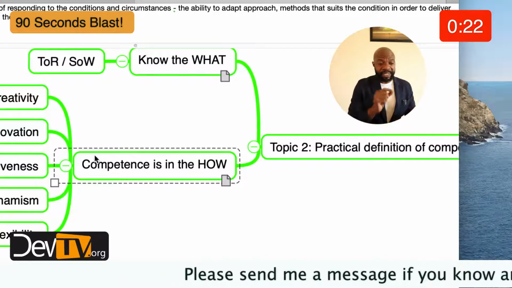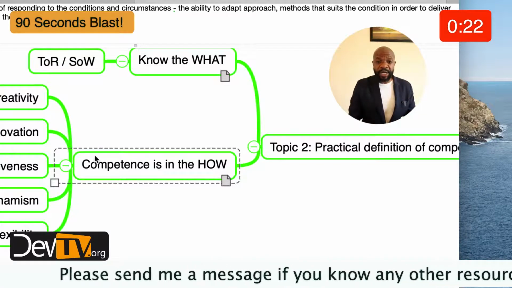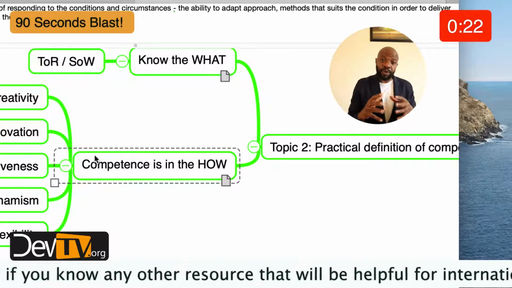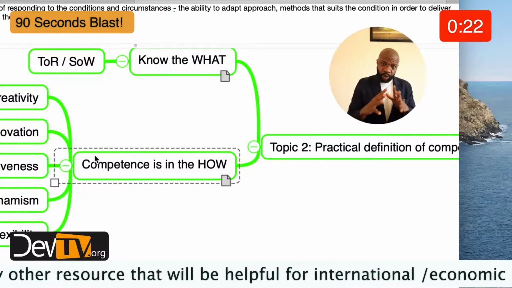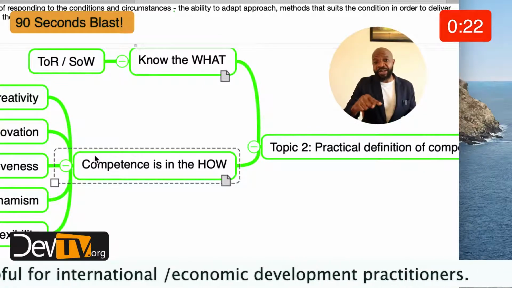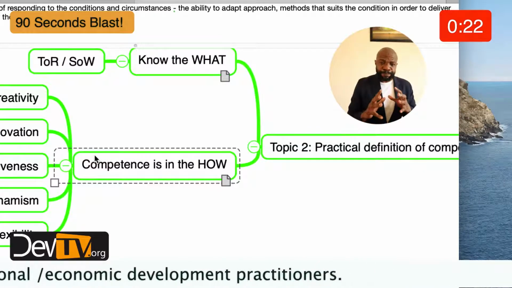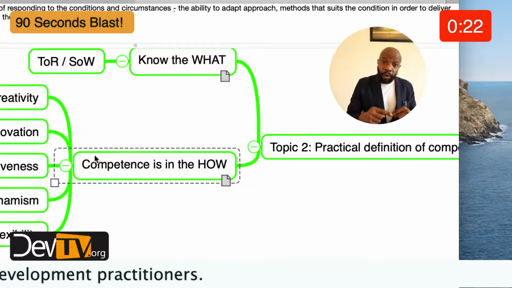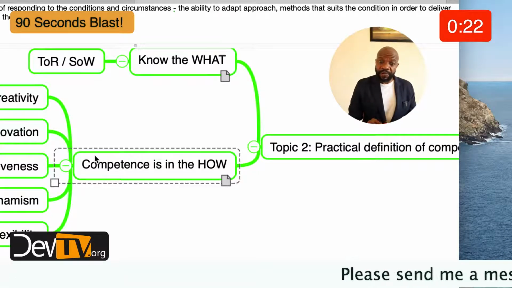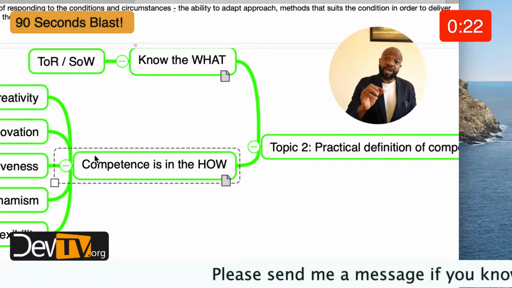Everybody can do all of that, can tick off things in the scope of work, but the scope of work in itself, or the terms of reference document, is particularly difficult to capture the dynamism of a market or any challenge that you're dealing with. It is therefore the how you deliver those deliverables in the TOR that sets you apart, and that's what makes you competent.